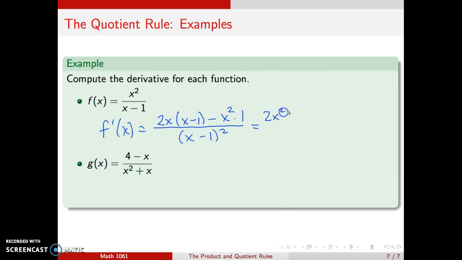I'd have 2x squared minus 2x minus x squared, all over x minus 1 squared. And so that looks to me like x squared minus 2x all over x minus 1 squared.